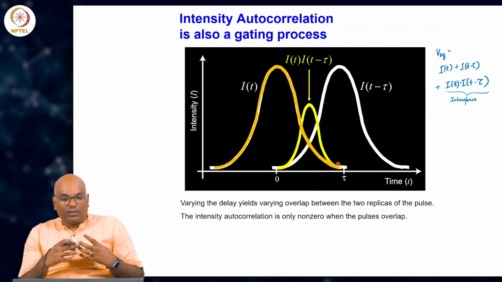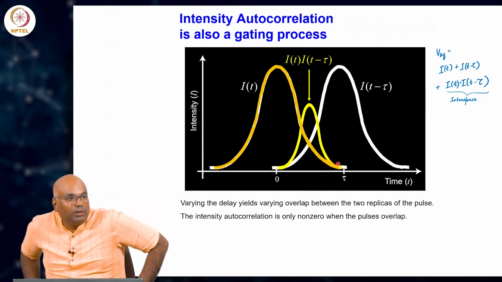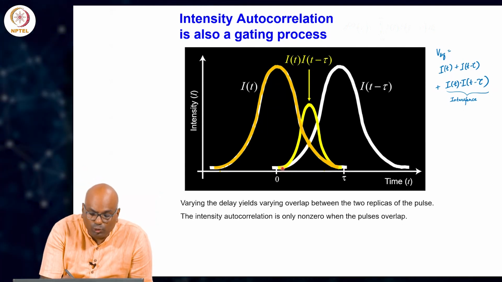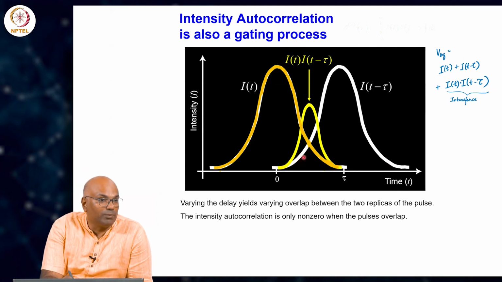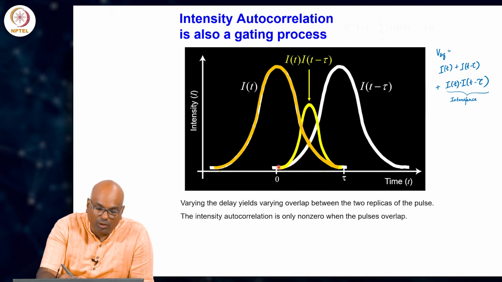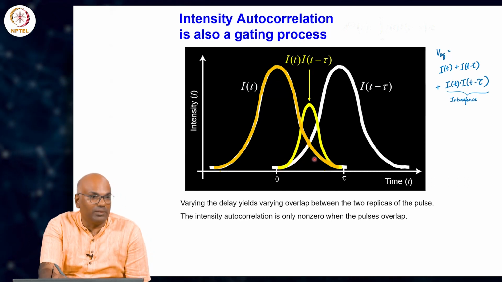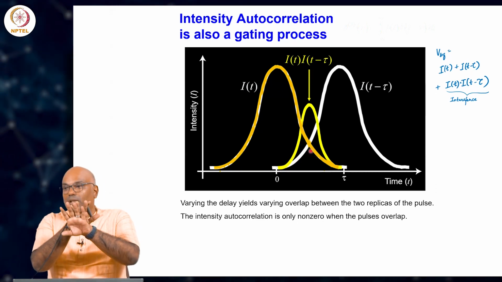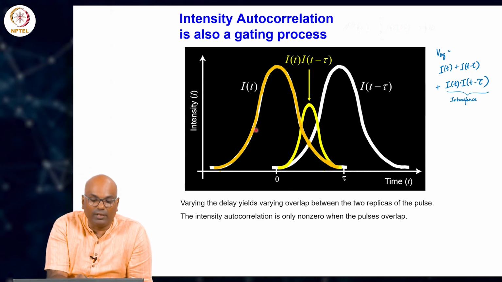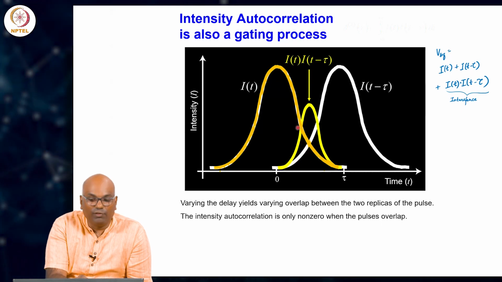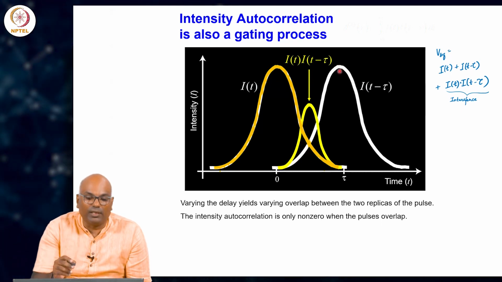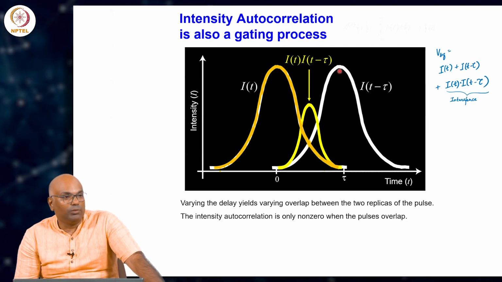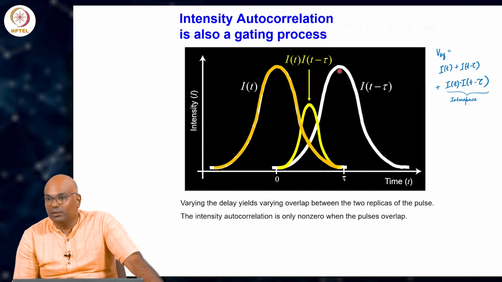So, that is the basic notion of autocorrelation. We have taken two pieces of this pulse, multiplied them and gotten information only from the two tails. Now, as the pulses start coming closer, they start overlapping each other and information comes increasingly from the central regions of the pulse itself. So, this is the output.